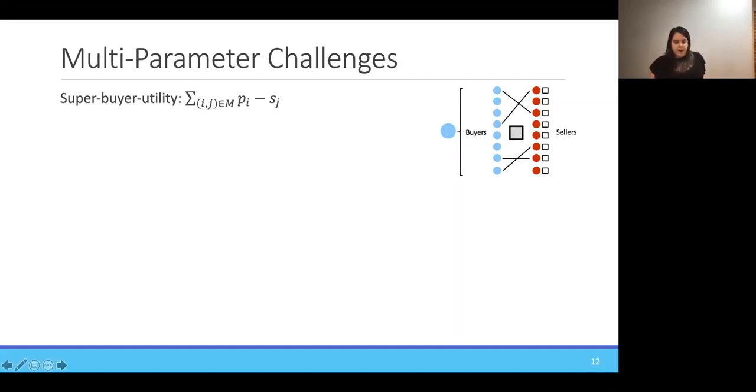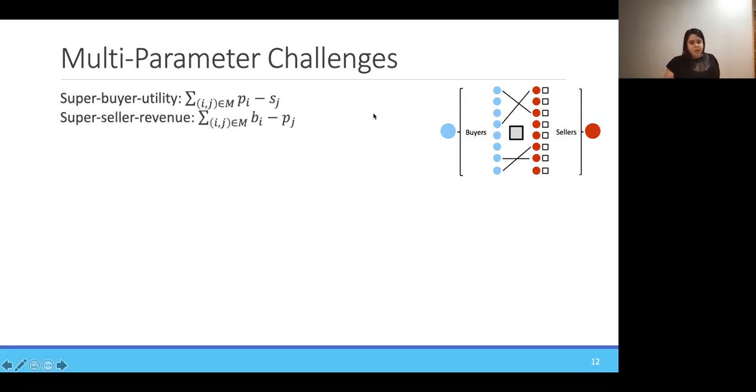And so the super buyer utility, compared to a mechanism in the matching market, is we could say, let's look at everybody who matches, take all of their prices, minus the sellers'. This is the super buyer's utility from the mechanism. Just the prices minus the sellers' costs.